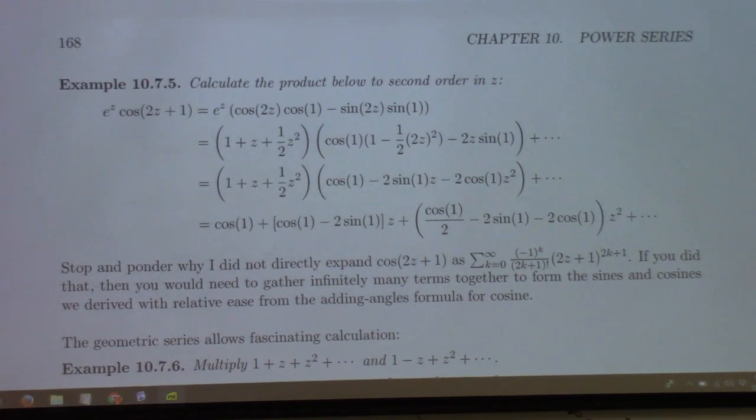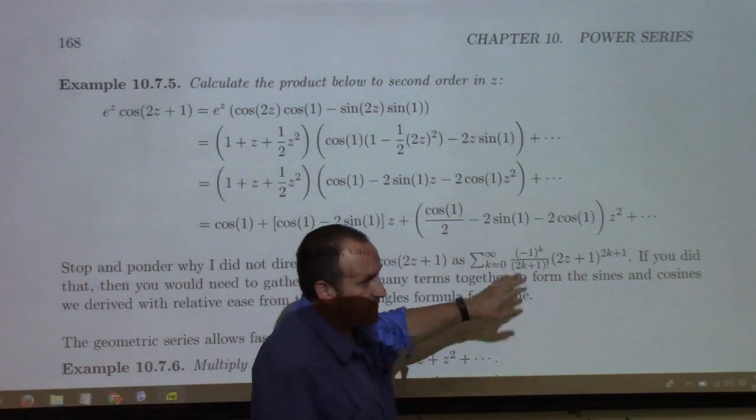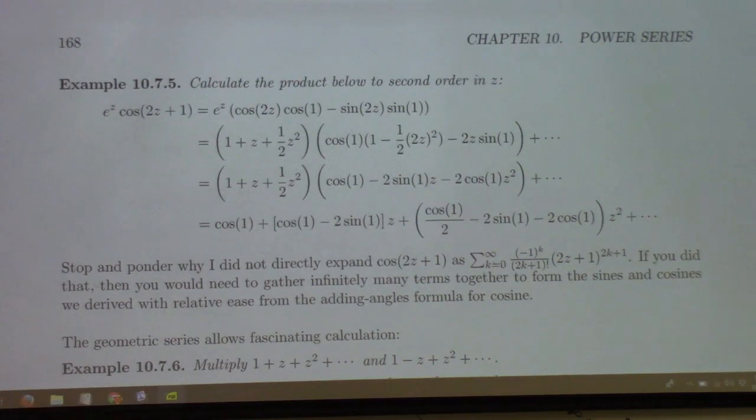All right, so another example, e^z cos(2z+1). It all goes back to trigonometry, basically. Most of the examples that I would want you to do involve just using trigonometry. In this one, I use the angle addition formula to expand the cosine, and then substitution. After I've got the series out here, I just use the Cauchy product. I just multiply term by term, and there you go. That's the first three terms in the Laurent series, if you will, or the power series for e^z cos(2z+1) centered at 0.